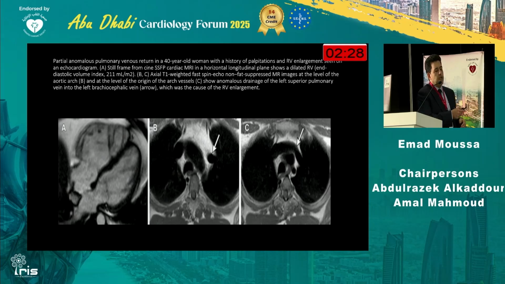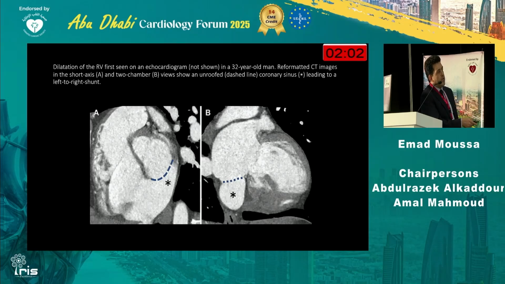Now we have other causes that might cause ventricular dilatation. This is an exceptional case where you have the superior pulmonary vein draining into the brachiocephalic vein. So it's a case of left-to-right shunting resulting in right ventricular dilatation. So carefully try to analyze other causes of why you have this ventricular dilatation in your case. Here is a rare case where the coronary sinus is unroofed and communicating directly with the left atrium. Unroofed coronary sinus is one of the rare forms of shunting.